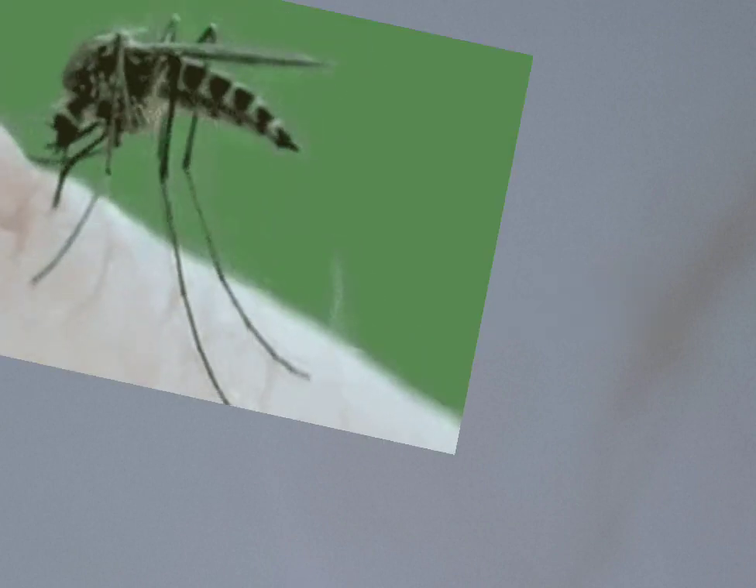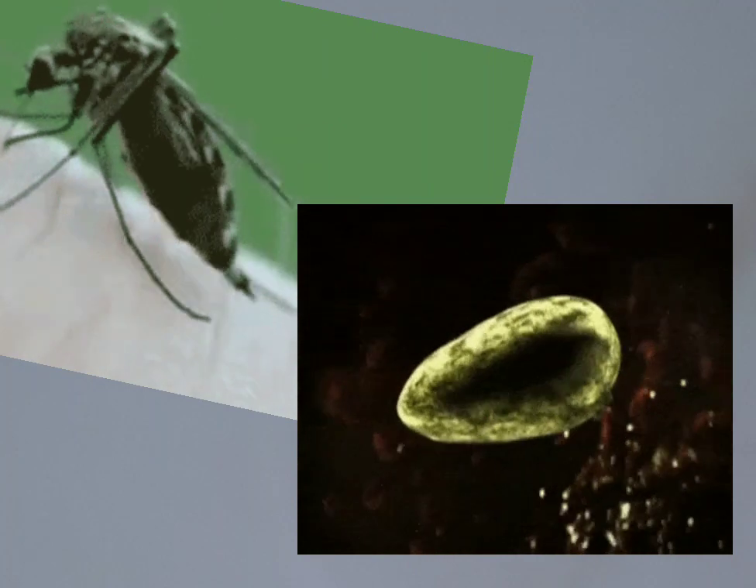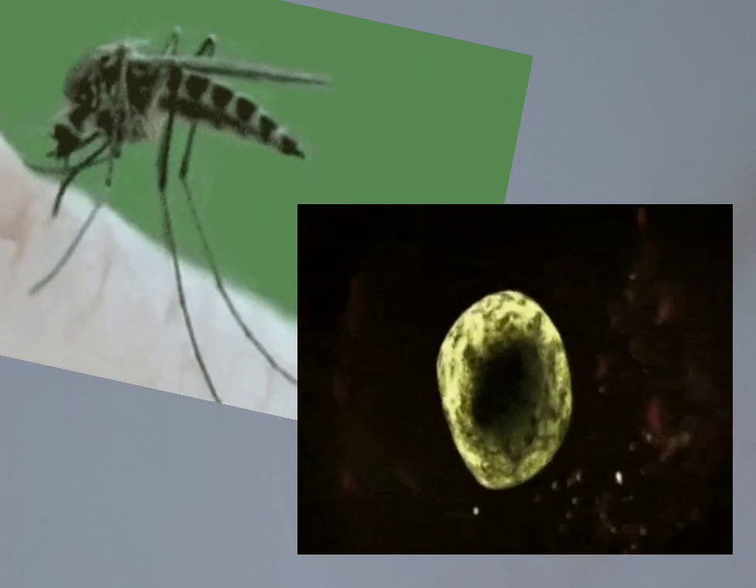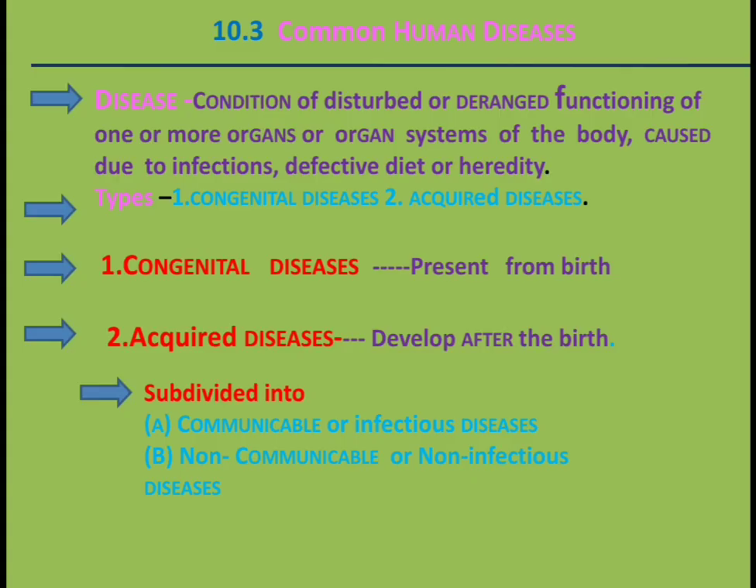Sargade. Today we will discuss common human diseases, and in that we will discuss two major diseases, malaria and amoebiasis. A disease is defined as a condition of disturbed or deranged functioning of one or more organs or organ systems of the body, caused due to infections, defective diet, or heredity.